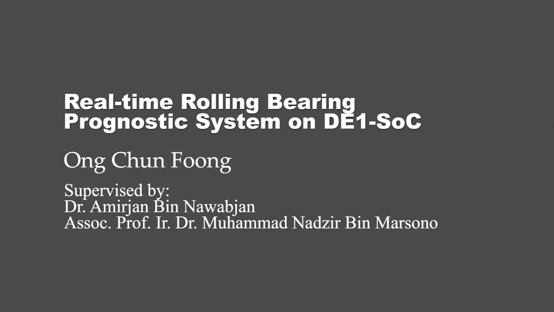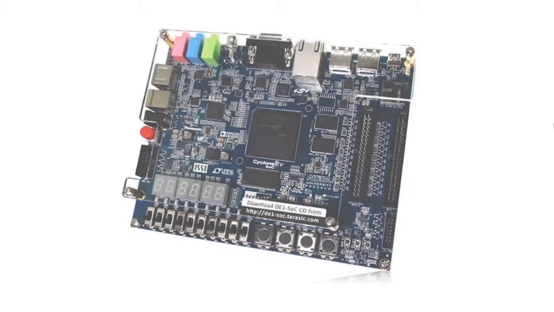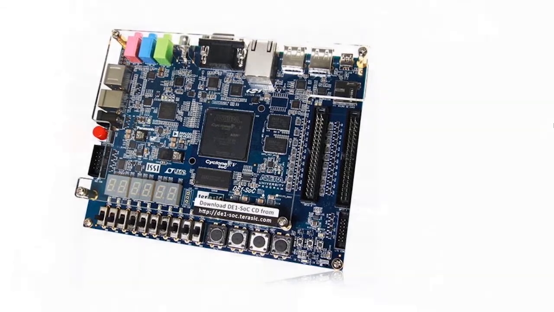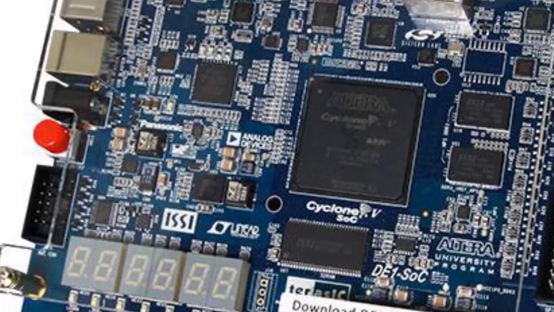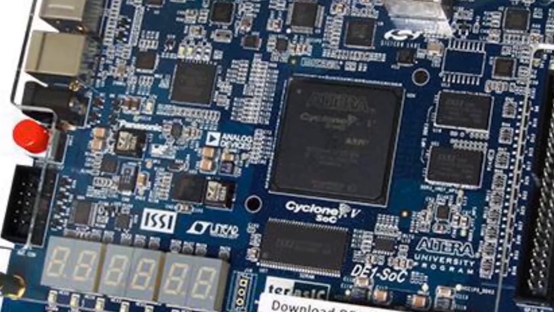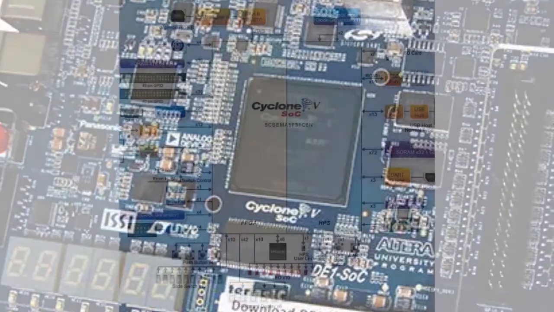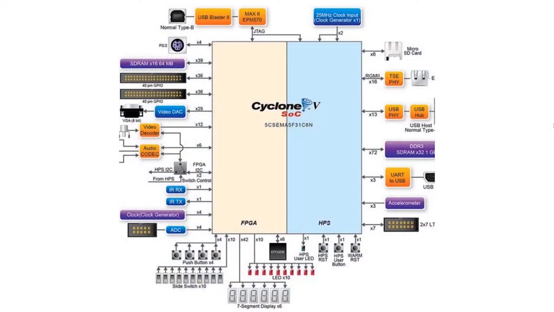Hi, I'm Chunfeng. This video will be demonstrating my project, Real-Time Rolling Bearing Prognostic System on DE1-SoC. The DE1-SoC comes with an FPGA chip which integrates an ARM-based hard processor system, HPS. In this project, this SoC FPGA device will be used in implementing the bearing prognostic algorithm.